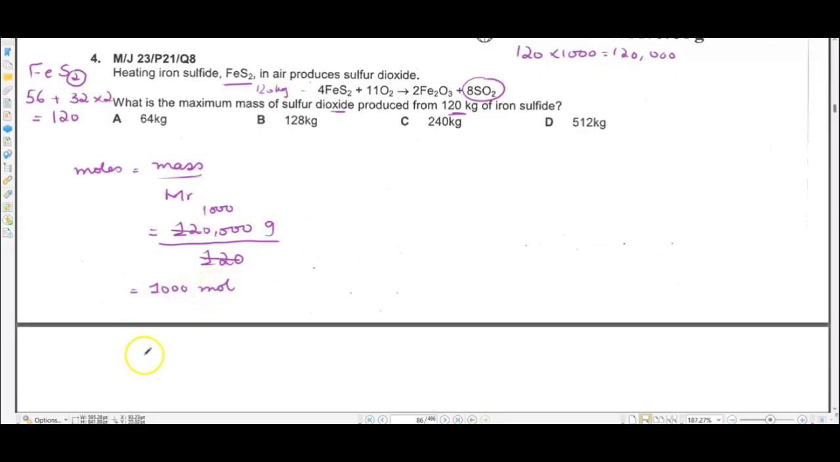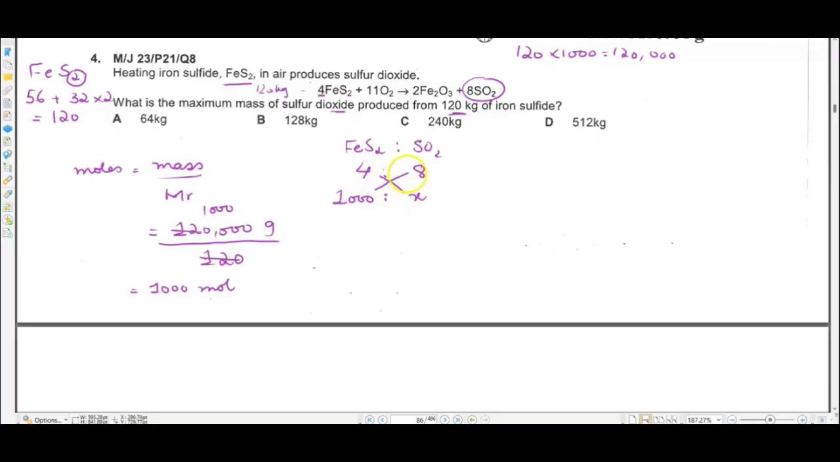Now we have the moles of Fe2S. From this we can find the moles of sulfur dioxide. So how do we do it? We write FeS2 and SO2. So there are 4 of FeS2 and 8 of SO2. And we know the moles of FeS2, so they are 1000, and we need to find the moles for SO2, so we will write X over here.